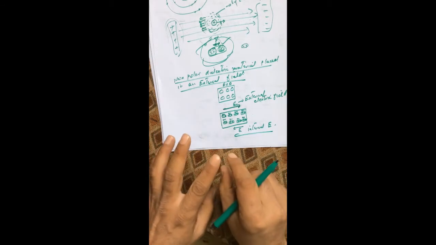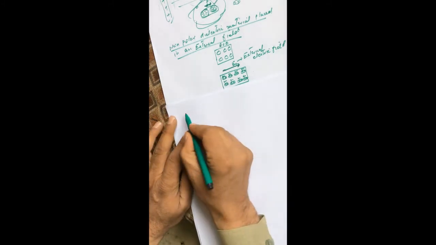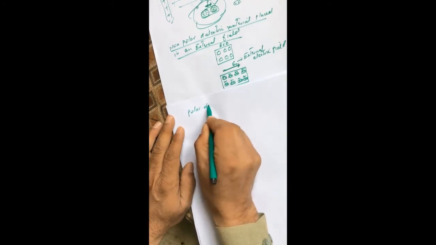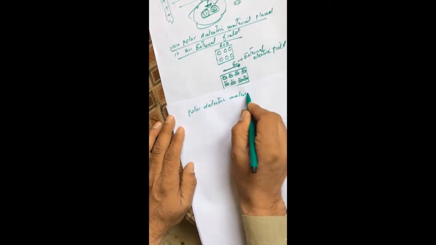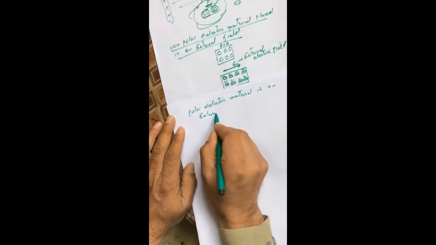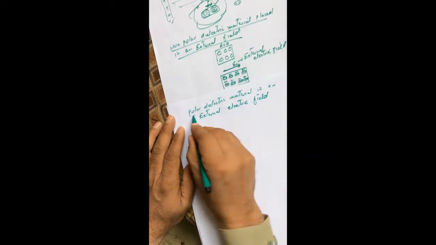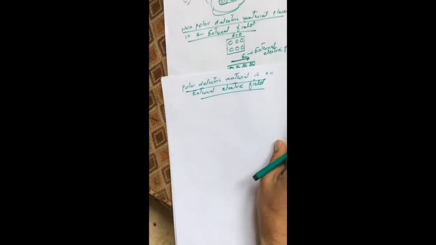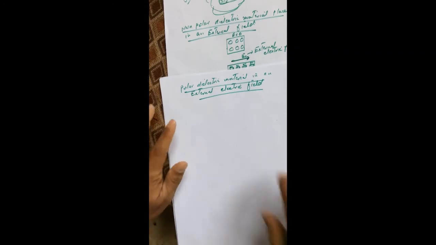I will stop the discussion of non-polar dielectric material here. Next I will come to the topic of a polar dielectric material in an external electric field. As we know, a polar dielectric material is one in which the individual atoms have a dipole moment, but the net dipole moment of the material is 0.